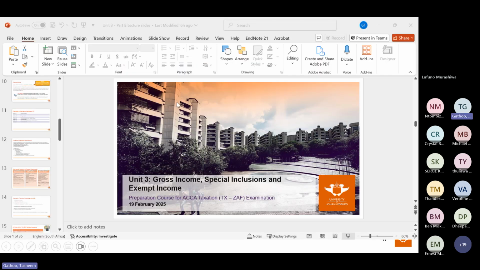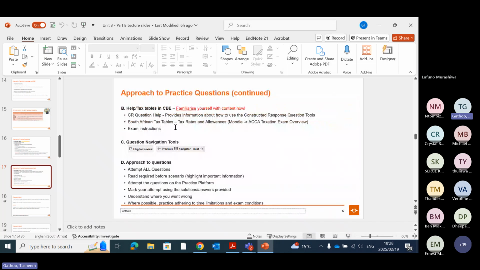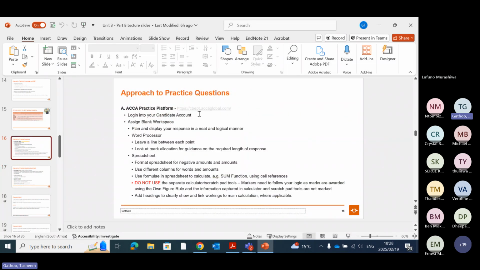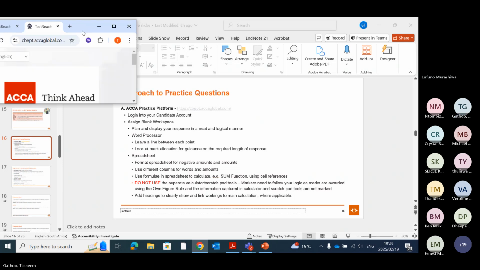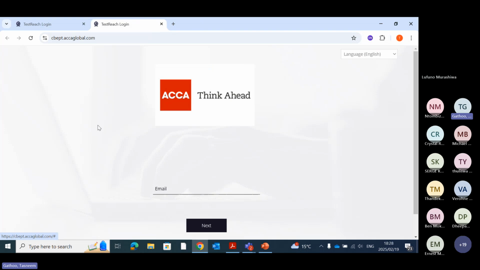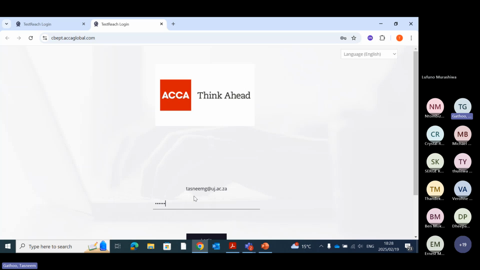I am going to go out of this for now. Let's go into the practice platform quickly. Just want to show you a few quick things. Okay, so once you go in, you just log in with your email. You put in your password.